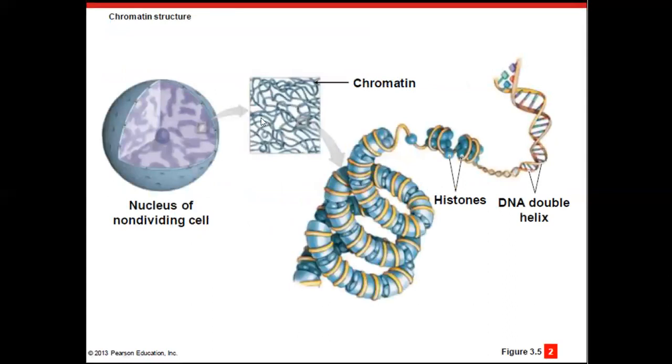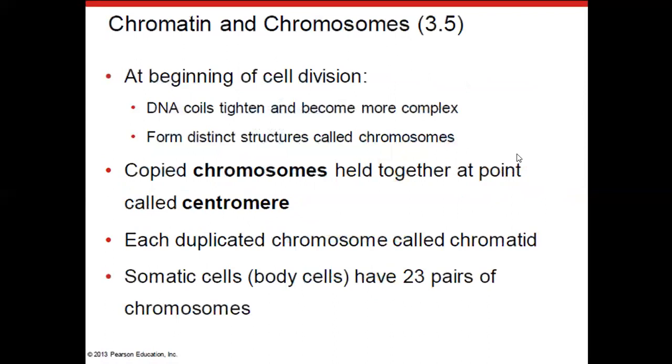All of those strands are all kind of winding pieces of DNA. Right here would be DNA itself, a double-stranded helix. So again, kind of looks like a slinky pulled apart and then wound around another one. That double helix, basically at the beginning of cell division, the DNA coils, the tightened coils become more complex and they form distinct structures called chromosomes. Think about it, you have 23 pairs of chromosomes.